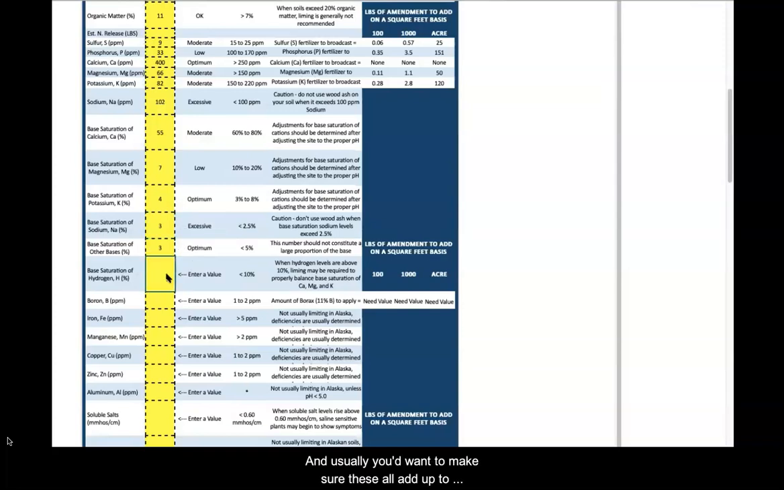And usually you'd want to make sure these all add up to 100 on your soil report. And I will just put this in at 34 because I did not do the math. And then we're going to go down here to boron. Typically people will have about 0.5.